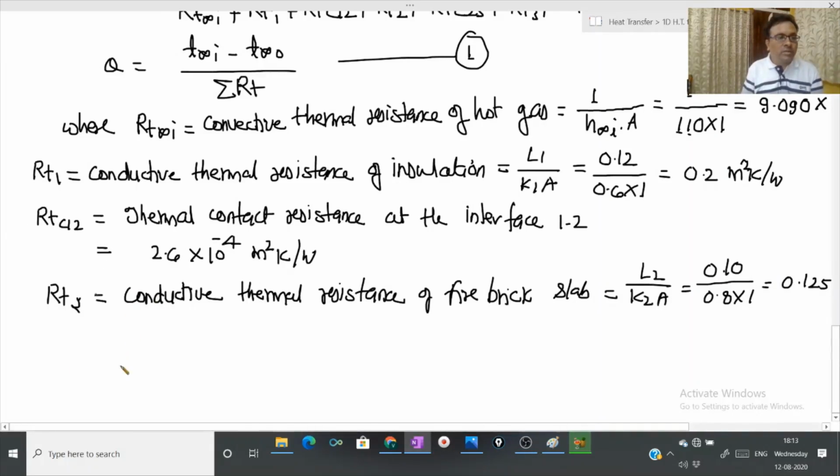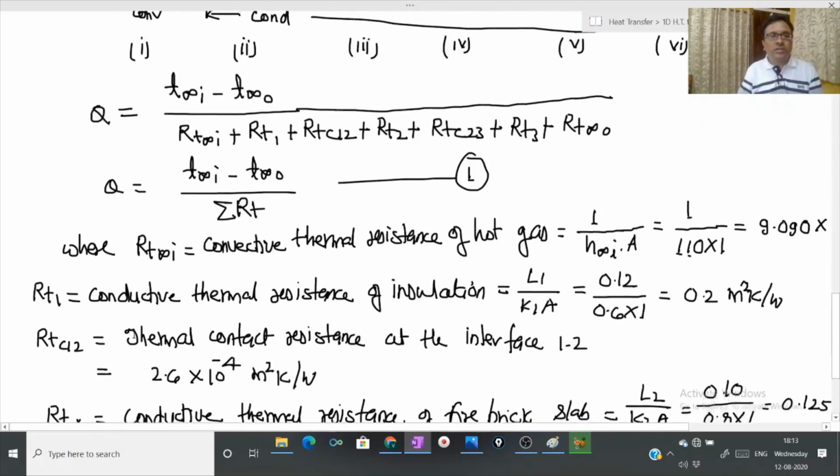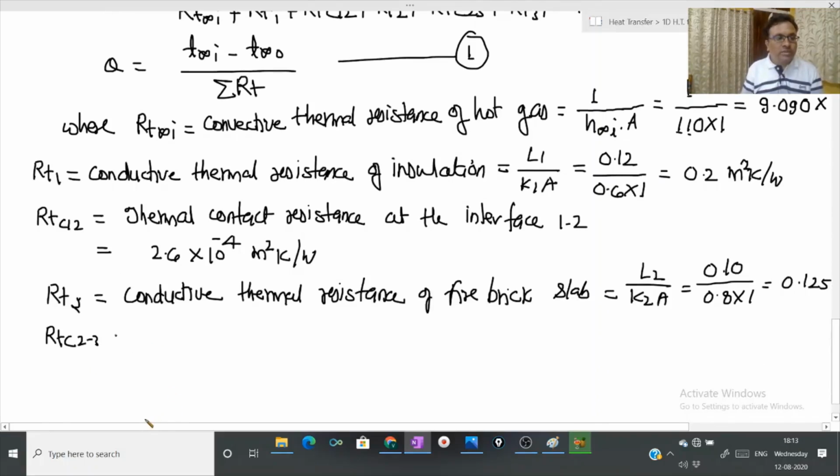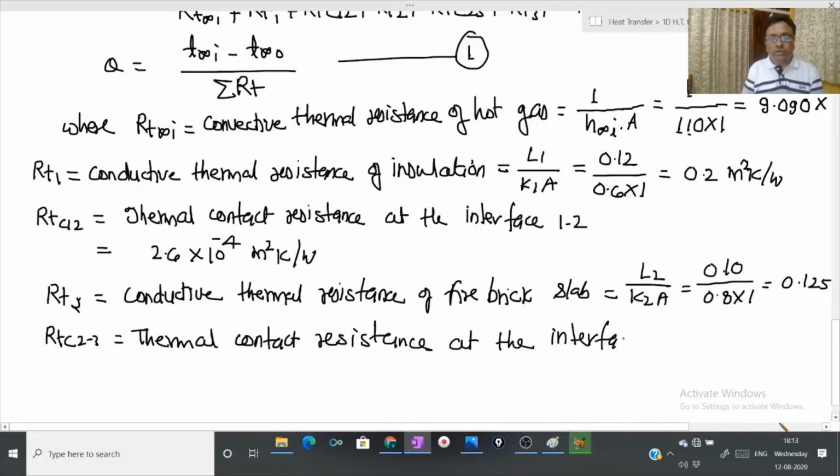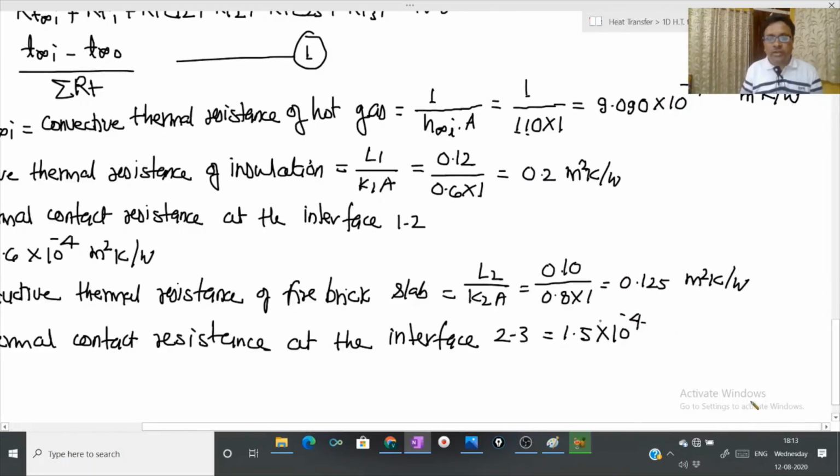After this comes out RTC23, as you can see here, and it is nothing but thermal contact resistance at the interface 2 3, and this is given as 1.5 into 10 to power minus 4 meter square Kelvin per watt. Let me check I have taken the correct value or not. Yes, it is correct.